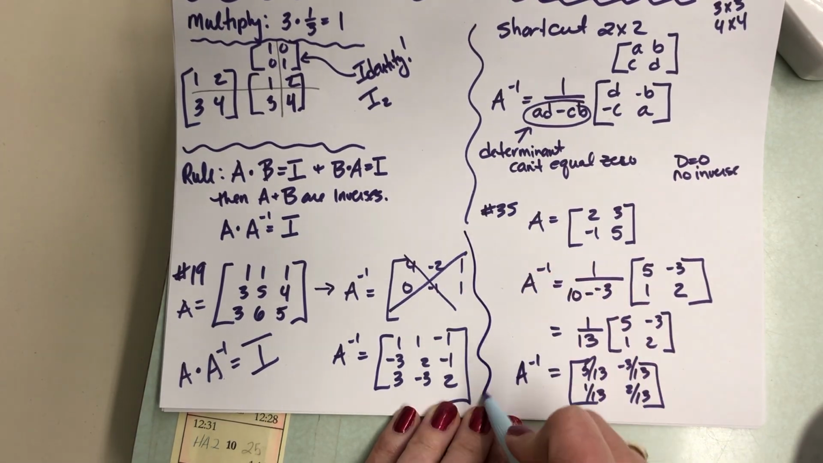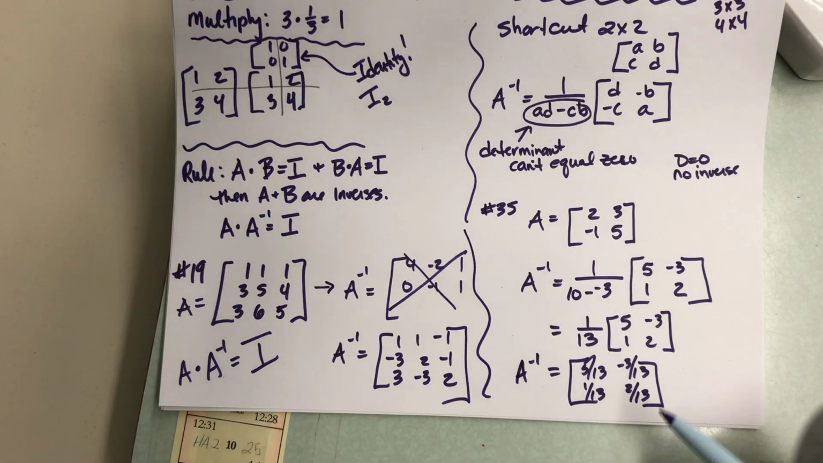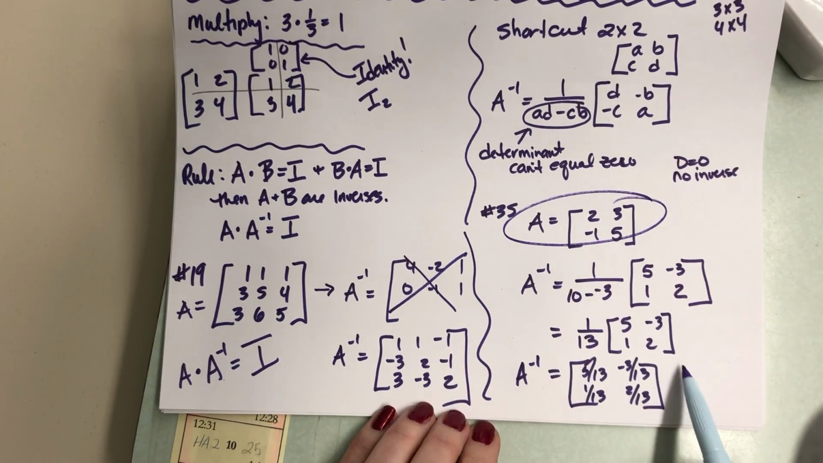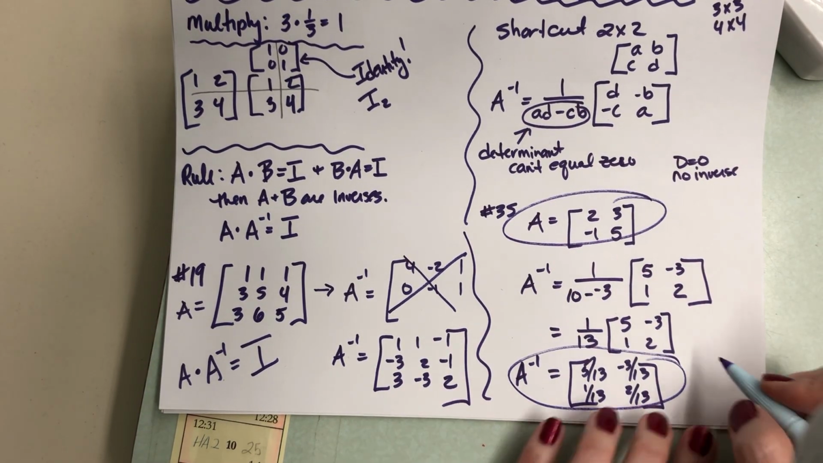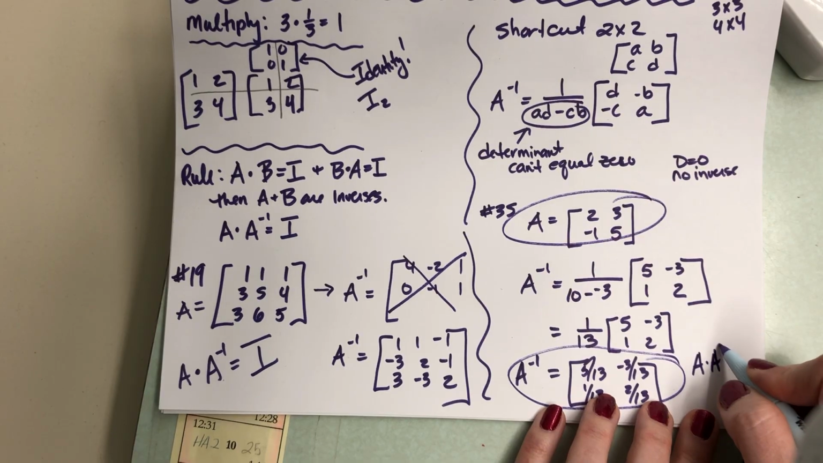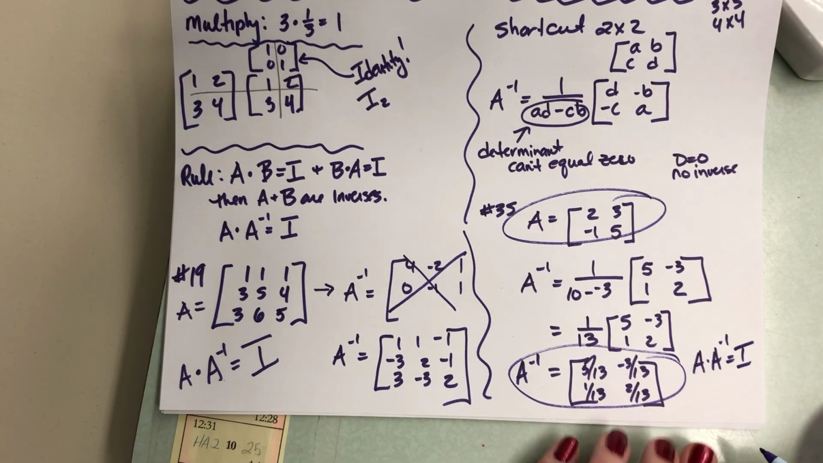Now, if you feel like checking, make sure I got it right. You could take matrix A and the inverse here, multiply them together. Remember, matrix A times the inverse is equal to the identity. All right.